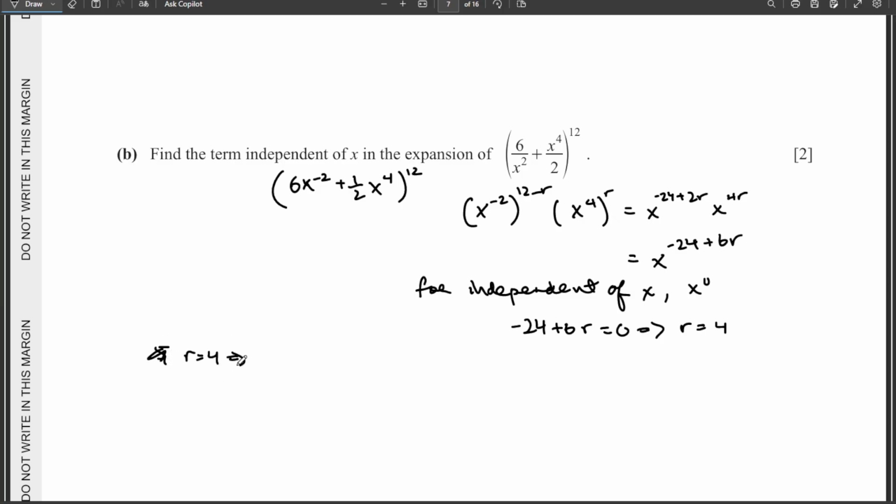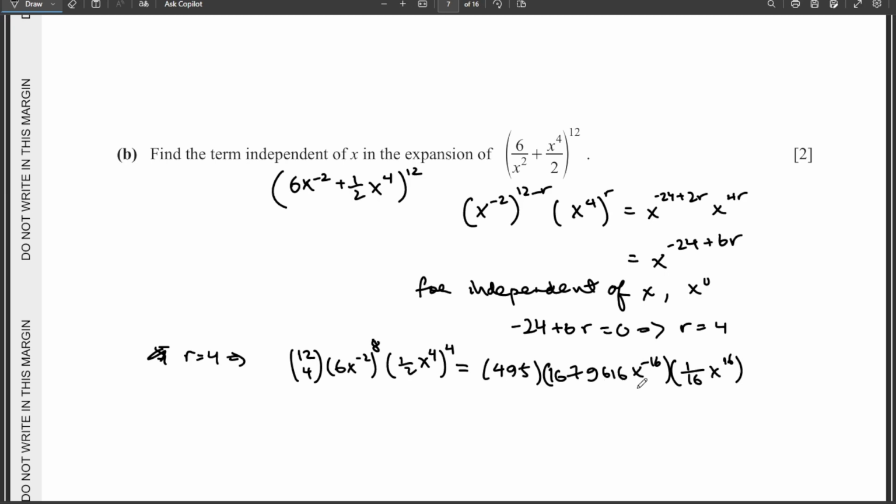So let's do the expansion for the fifth term, when r equals 4. 12 choose 4, and a in this case 6 power negative 2 power of 12 minus 4, which is 8, half x power 4 power 4. Okay, when you expand it, make sure you include the 6 also, as well as the x power negative 2. Right, so conveniently, as we have calculated, the x power negative 16 and x power 16 cancel out. So all we need to do, just make sure you type the values into your calculator carefully, and you should be able to get 51,963,120 as the independent of x term, right?